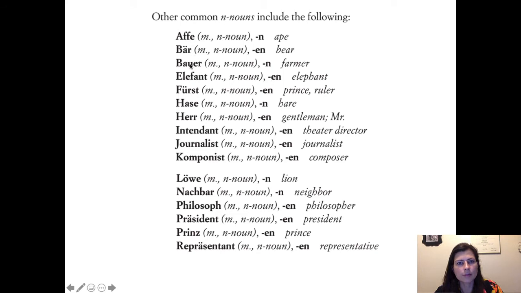Affe, Bär, Bauer, Elefant. So people and animals, and they're all masculine. Except for Herz, which is neuter, but all the others are masculine. And they are masculine people, and then animals that happen to be masculine. And then there are these suffixes: intendant, repräsentant, any of the ant ones, and then ist: Komponist, Journalist, Sozialist, any of those. And then ent, anytime it ends in ent, it's going to be one of those.